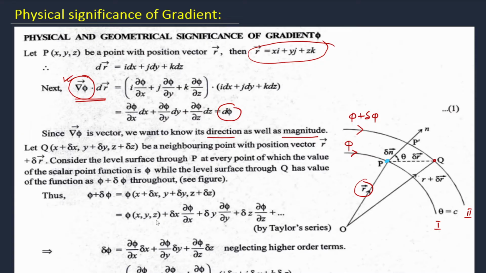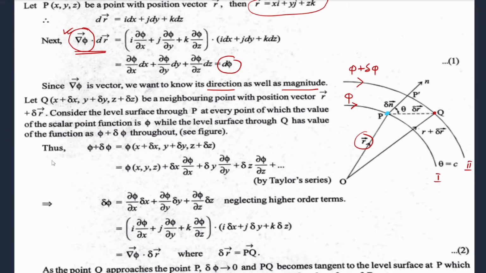Now if we expand the right hand side by Taylor series, then this will be phi of x, y, z plus delta x into del phi by del x, delta y into del phi by del y, delta z into del phi by del z, then second order term, third order term, all terms will come. Okay, now on the left hand side we have one phi, and this phi and this phi cancel out. So on the left hand side we are left with d phi, and on the right hand side we have del phi by del x delta x, del phi by del y delta y, and del phi by del z delta z. Other terms we have already neglected because they will be second order, third order terms.